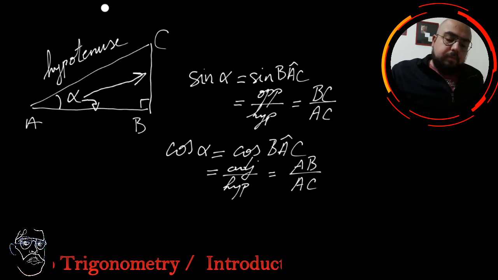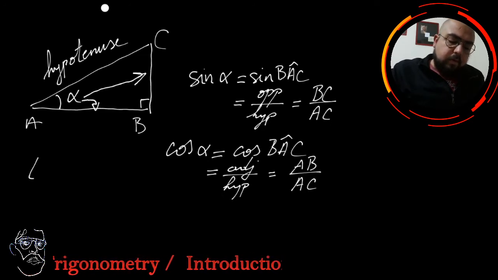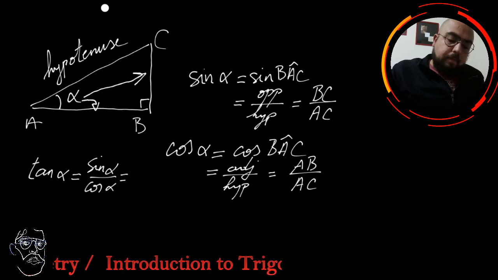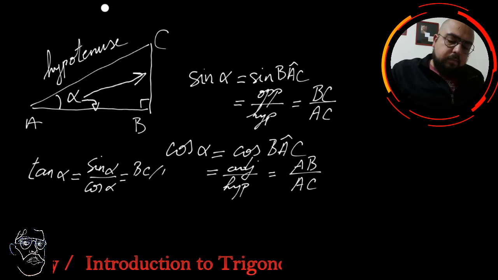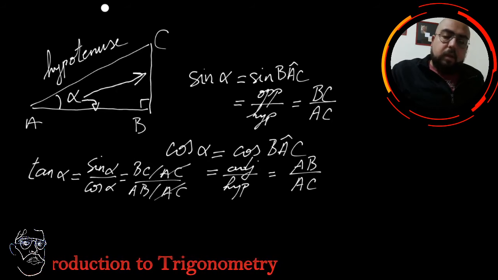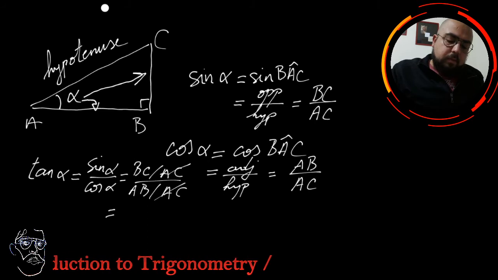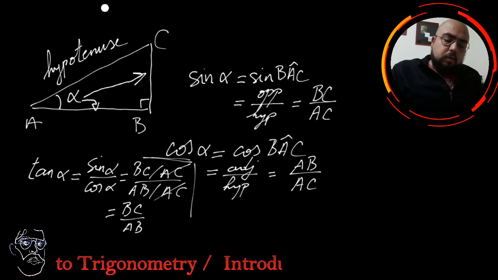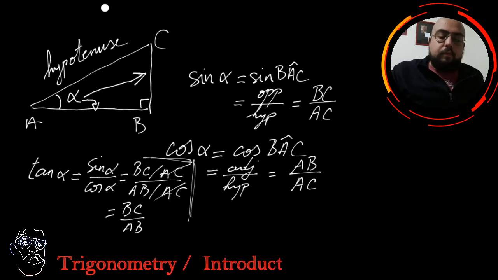As for the tangent, it's very simple. Tangent alpha is sine alpha over cosine alpha. So it's BC over AC over AB over AC. You simply cancel AC, AC. So whatever remains is BC over AB. So this is the trigonometric function tangent alpha.